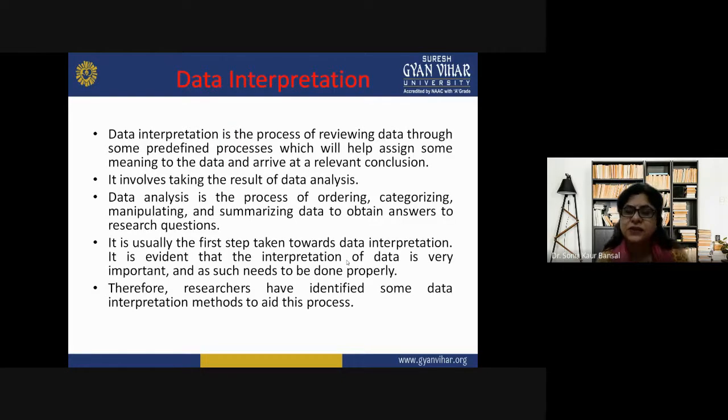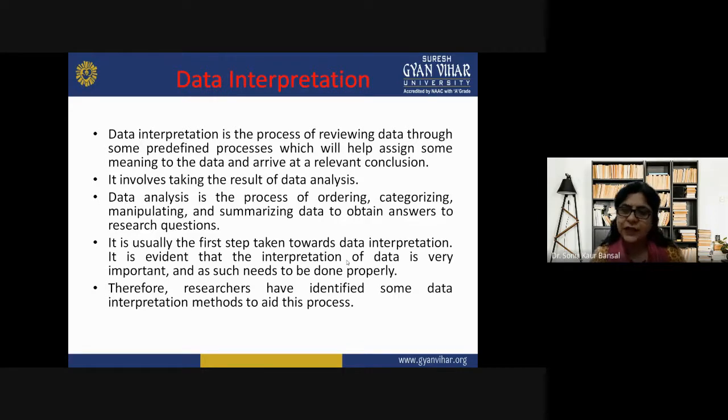Now, students, let's understand what we are going to learn today: data interpretation. First of all, understand that it is a process, and a process is something which follows steps, one after another. Data interpretation is the process of reviewing data through some predefined processes or steps, which will help assign some meaning to the data and arrive at a relevant conclusion.